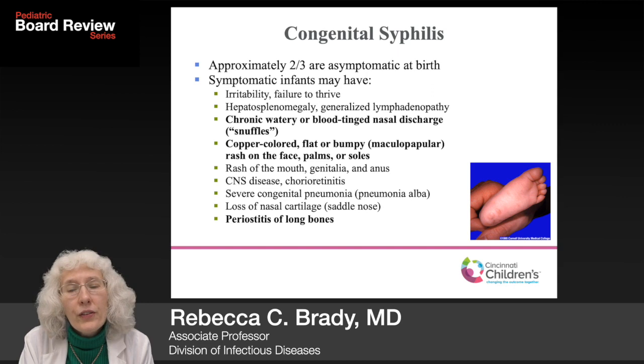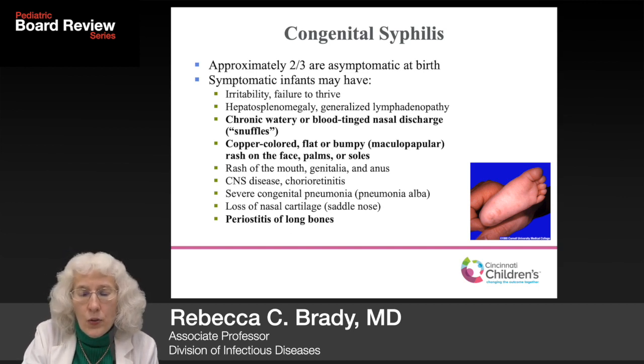They have a copper-colored, flat or bumpy maculopapular rash. It's often on the palms and soles. There can also be various rashes around the mouth, genitalia, and anus. CNS disease, chorioretinitis. They can have a severe congenital pneumonia referred to as pneumonia alba. And over time, there's loss of nasal cartilage leading to a saddle nose appearance. Another important clue with congenital syphilis is that it can cause a periostitis of the long bones. So if you're thinking this sounded like the baby in the vignette that I presented earlier, you are correct.